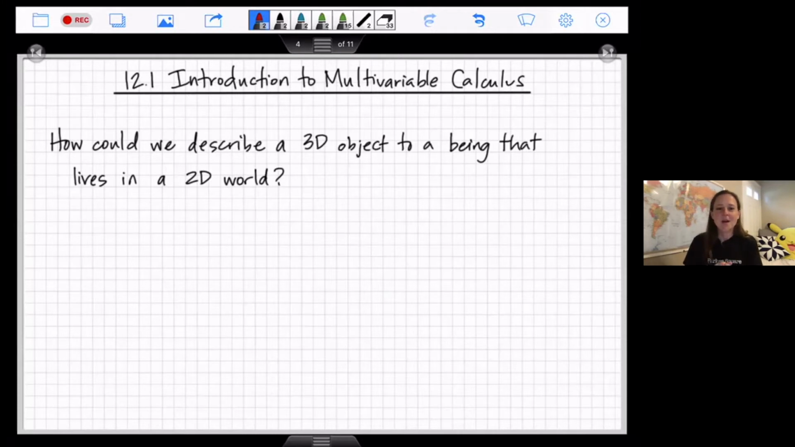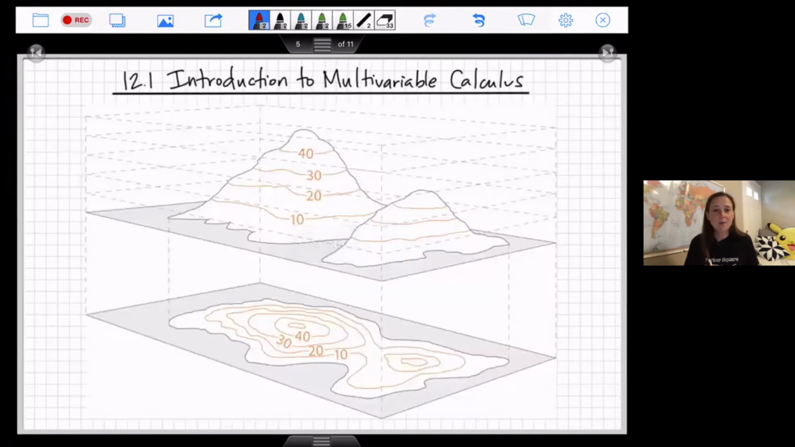All right, so there's one way that we already know how to describe 3D objects in a 2-dimensional fashion, and that's a topographical map. So we know that these topographical maps are created by slicing a mountain at differing elevations, and they make these curves around the edge of the mountain, and then we project those down onto a flat map.